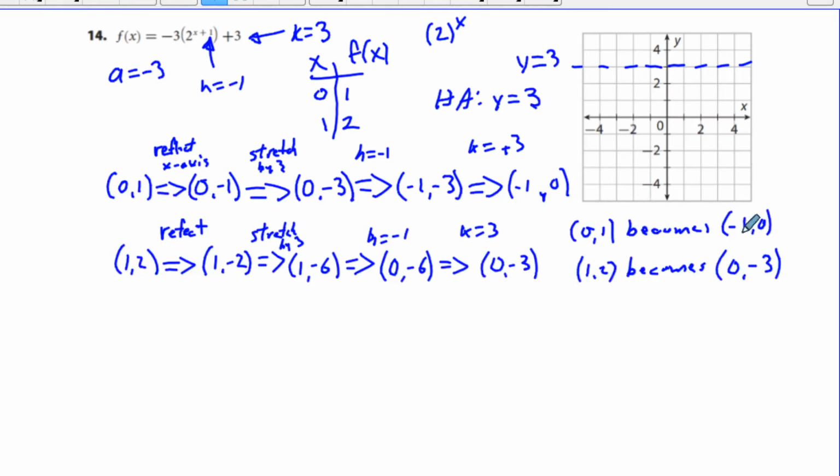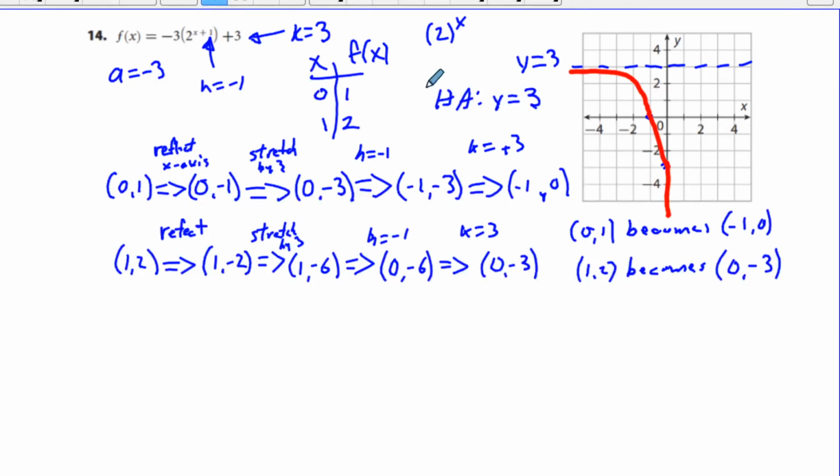And then we can plot these points here. Negative 1, 0. There's negative 1, 0 right here. And then we have 0, negative 3. So what we have here is the graph looks like this. We'll come down here. So we're going to hit this point here and this point here, and that's roughly what it looks like. I can move this over a little bit. Yeah, it looks a little more like this. So really that's it, other than our domain and range.